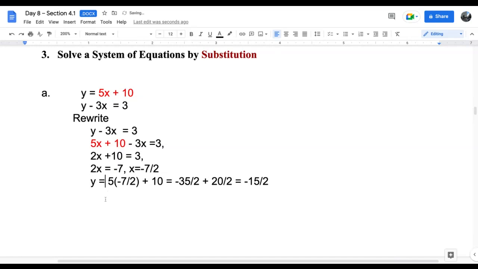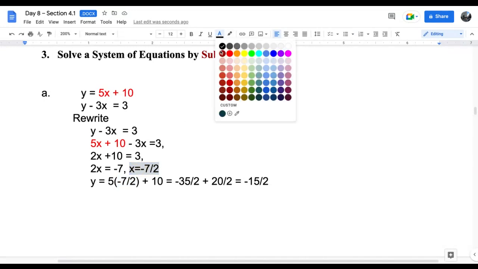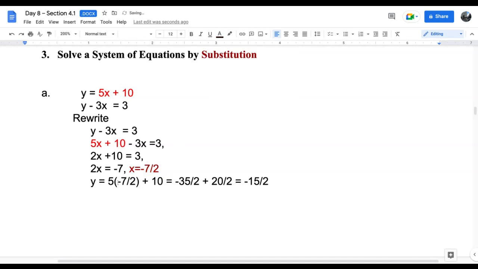Then once we have the x value, we just go back to the first equation, or the second one is okay too. Let's go back to the first one. So we substitute x as negative 7 over 2: 5 times negative 7 over 2 plus 10. So 5 times negative 7 is negative 35, so negative 35 over 2.